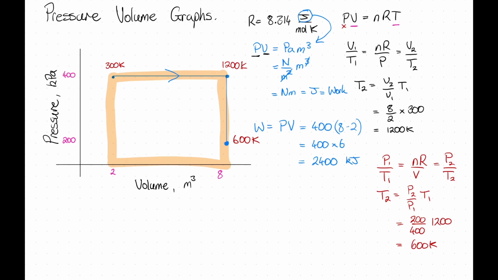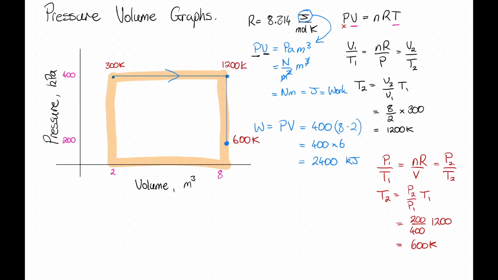The next thing we can look at is the work done by this movement. However, when we're looking at this segment here, there is no work being done. Work is a measure of force times displacement. Now, as the volume is remaining constant at the 8 meters cubed, there is no displacement being caused. Even though there is a pressure change, no work is actually being done for the movement from the 1200 Kelvin all the way down to the 600 Kelvin. No work is being done.